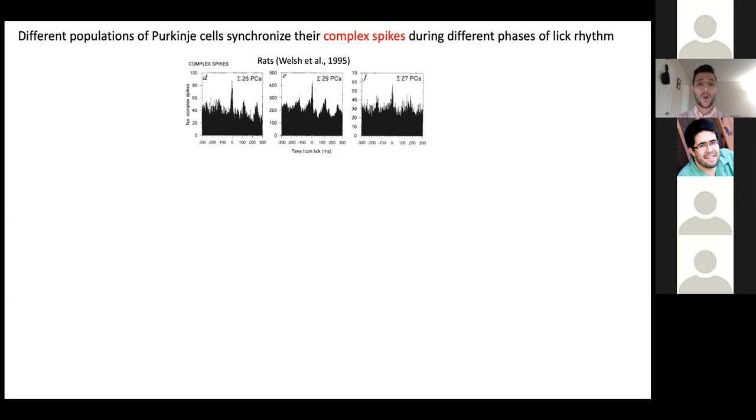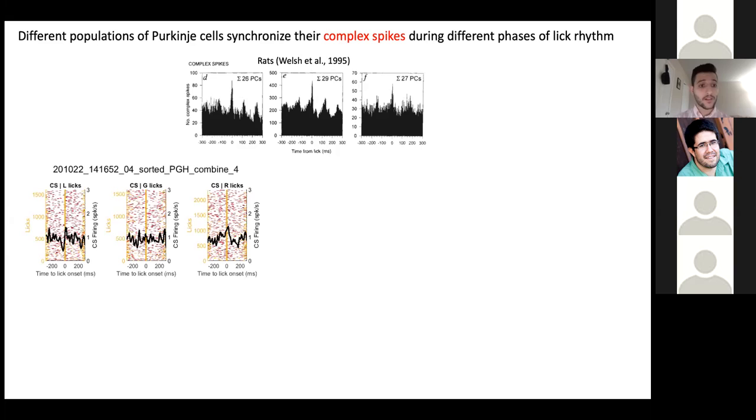The work of Welsh in rats does show a nice time locked nature to complex spikes that are seen. And what Welsh does is he combines populations of Purkinje cells that seem to be time locked and synchronous in their complex spike firing. On the left, we have 26 Purkinje cells from rat 1, 29 Purkinje cells from rat 2, and 27 Purkinje cells from rat 3. You can see, again, in the cross correlation, rhythmicity in the firing of the complex spikes. It seems to be fairly time locked to lick onset, actually, perhaps encoding some motor event, perhaps.